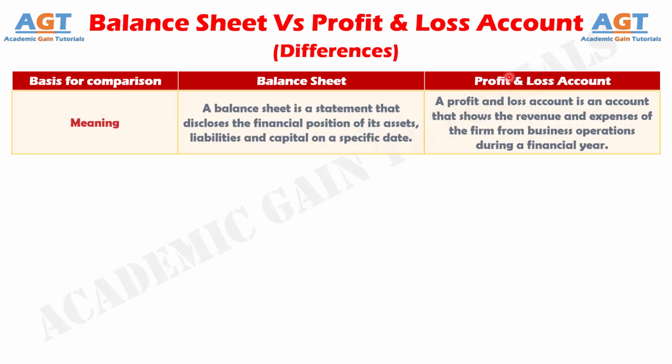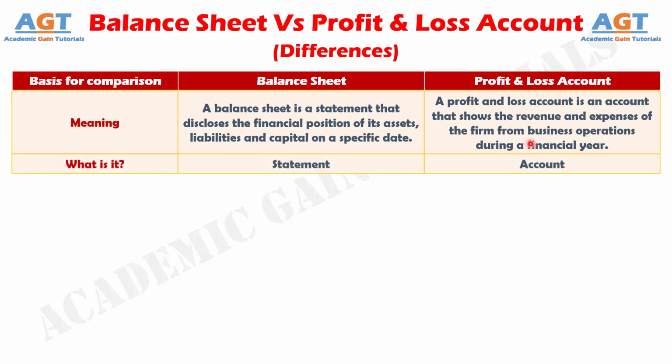Difference number 1. A balance sheet is a statement that discloses the financial position of its assets, liabilities, and capital on a specific date. Whereas, a profit and loss account is an account that shows the revenue and expenses of the firm from business operations during a financial year.